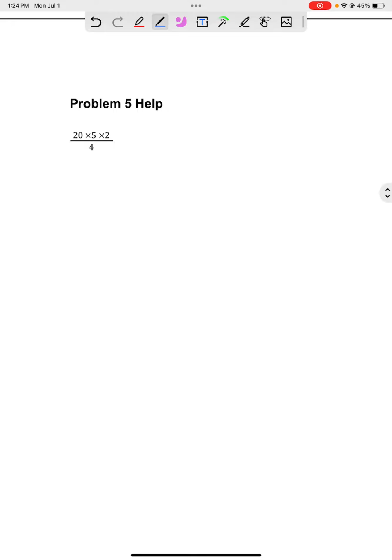Okay, so in this problem, we're just trying to figure out what this fraction is, how we could simplify it. And there's more than one way to do this problem. What we're going to do is just think about how we could possibly simplify this thing after doing the operations in the top.